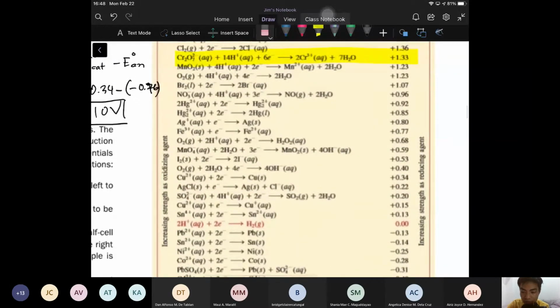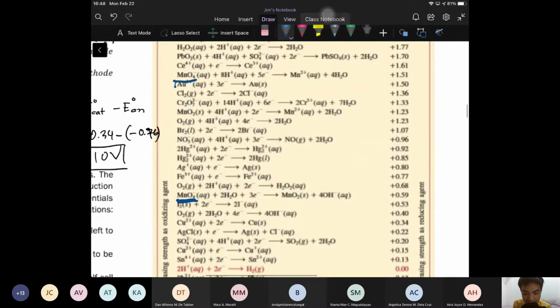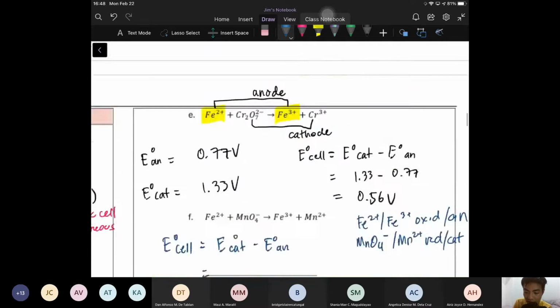Ayun, nasa taas. Okay? So, again, be careful kasi tignan nyo, oh, may MnO4 dito, meron din dito. So, magkakaiba yun, ha? Check nyo maigi yung equations. Baka kasi mapaghalo-halo nyo yung SRP values. So, MnO4⁻ to Mn²⁺, yun yung gusto natin. Ito yon. And the cell potential is 1.51. So that will be the cell potential of our cathode, 1.51 volts.